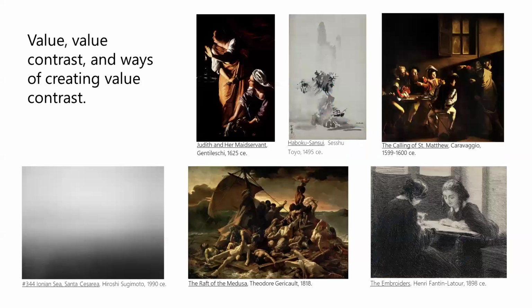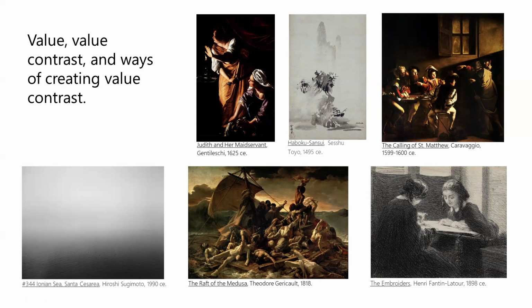Okay. So value contrast and ways of creating value contrast. I go into a good deal about the ways of creating value contrast. In my art appreciation class, I talk a lot about how there really are two components to value contrast. One is the difference between the lightest light and the darkest dark in a composition, right? This is a really good example, okay? So in this ink wash here, and in this photograph by Sugimoto, right?